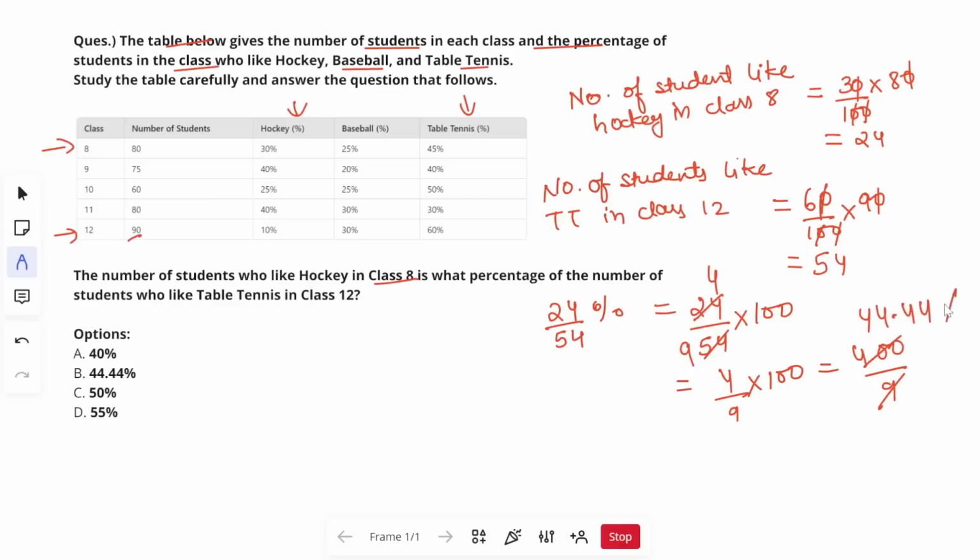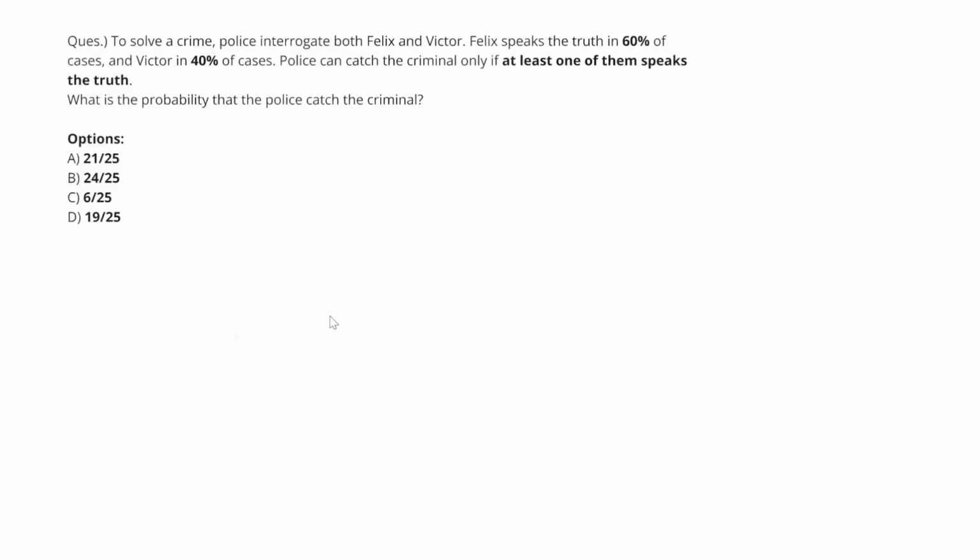Okay, so the correct answer in this case is going to be option number B, which is 4.44. Hope you have understood the logic. Let's now move on to the next question. Let's look at this question.